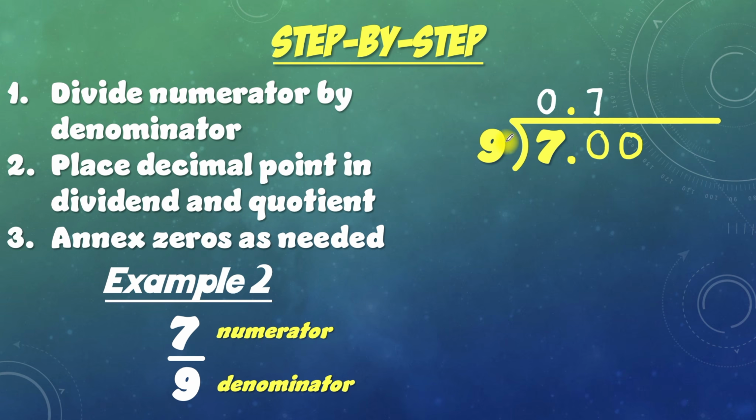And 7 times 9 is 63. So I'll put a 63 right under the 70. We'll subtract that. We can't do 0 minus 3, so we'll borrow from 7. We'll make it a 6. And this 0 will become a 10. 10 minus 3 is 7. And 6 minus 6 is 0.